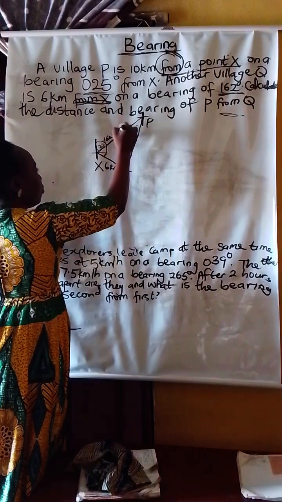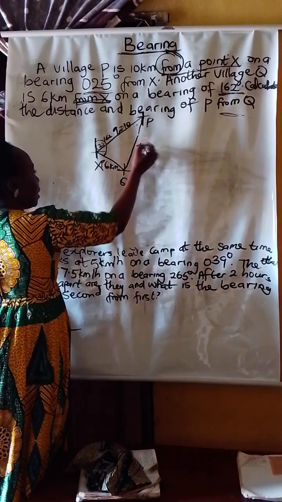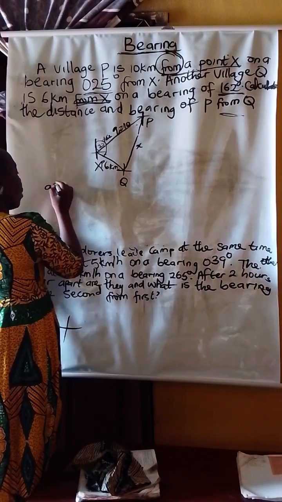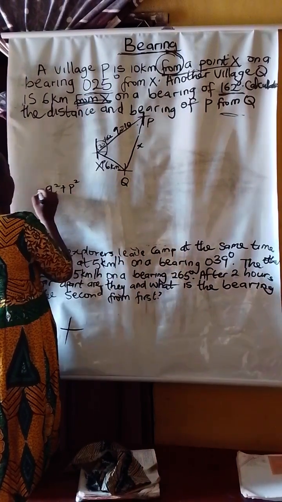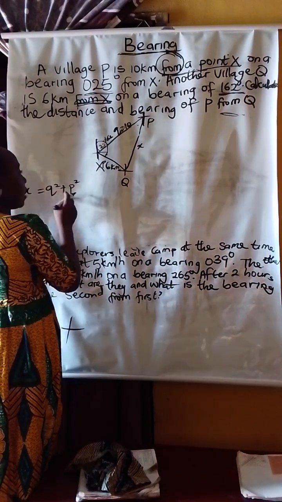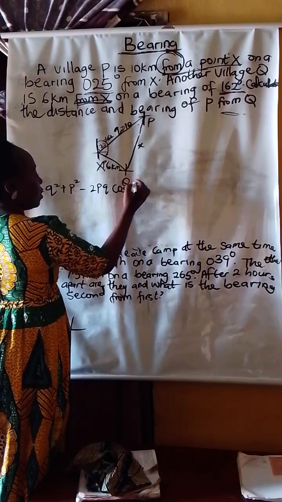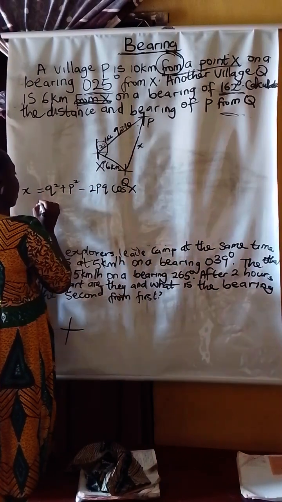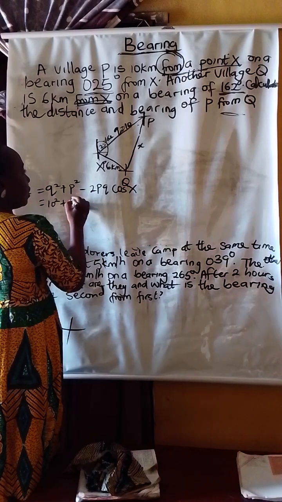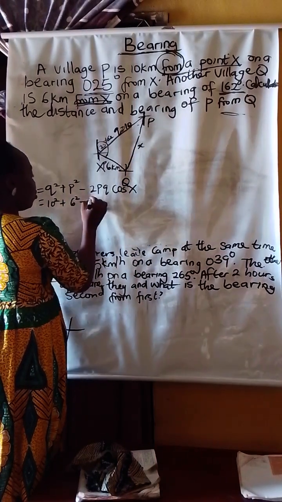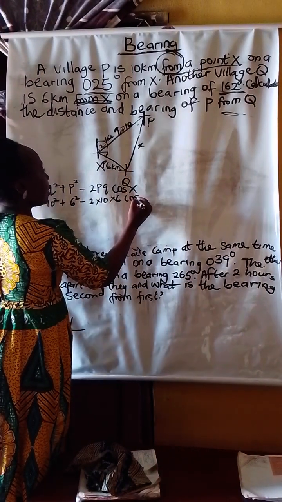Cosine rule. This is Q, Q is 10, and this is P. This is X. So we have Q squared plus P squared, and what we are looking for is X. For the cosine rule, the other sign will be minus 2PQ cos X. So this is 10 squared plus 6 squared minus 2 times 10 times 6 cos X. What is X?